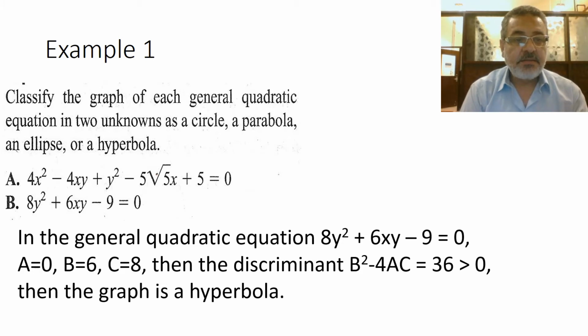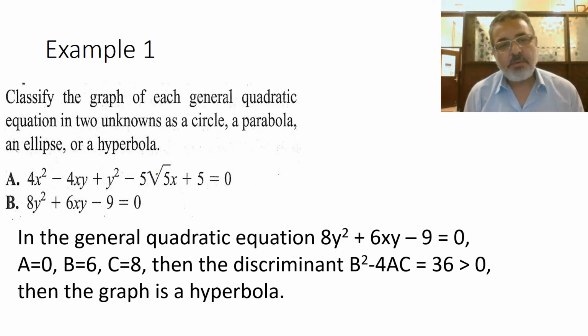As you can see in the equation, 8y squared plus 6xy minus 9 equals 0. There is no A, then A is 0, because, as you remember, A is the coefficient of x squared. Then the discriminant will be b squared minus 4ac, which is only 6 squared, because the term negative 4ac will be 0, because a is 0.